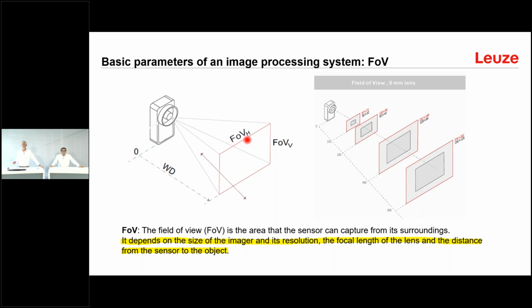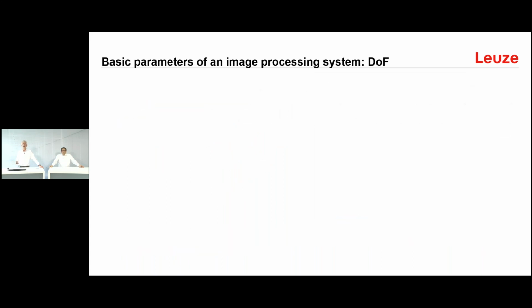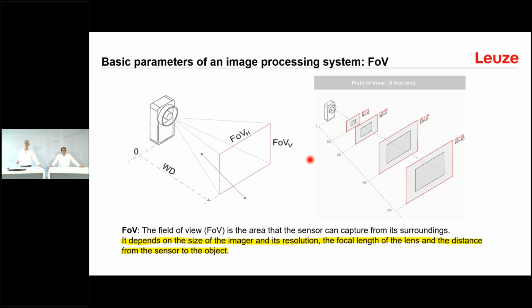And always you have a higher number of pixels in the horizontal field of view than in the vertical field of view. This is the most important value. Sometimes we are only speaking about this value, sorry, because this is the most important value, and the other value is always related to this horizontal field of view.